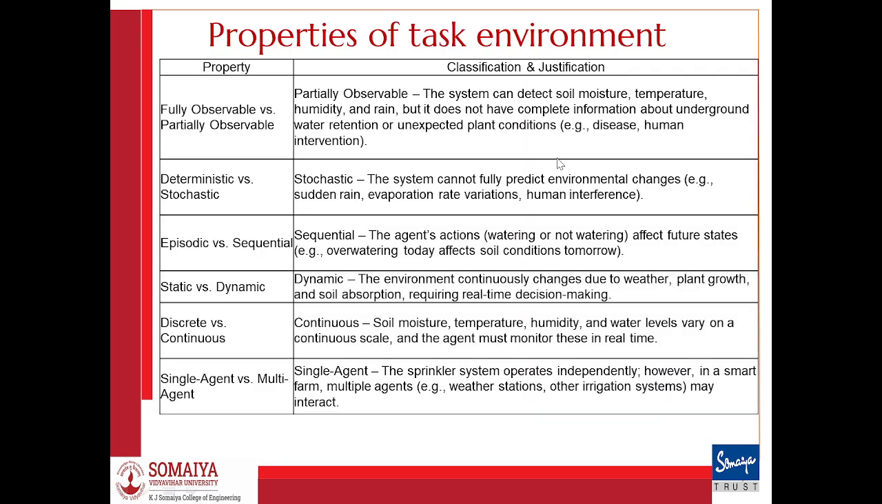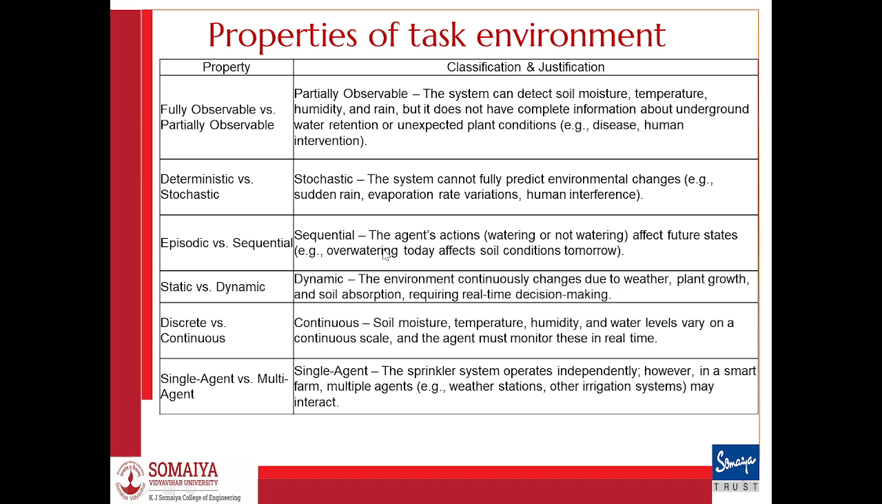Properties of task environment: this is going to be partially observable, because though it has some sensors, the sensors are not going to give complete information about the underground water retention or unexpected plant conditions, unexpected weather conditions, etc. And hence it's going to be partially observable rather than fully observable. The system also cannot fully predict the environmental changes, and hence, given the state and chosen action, we cannot really predict the future states, so it's going to be stochastic and not deterministic.